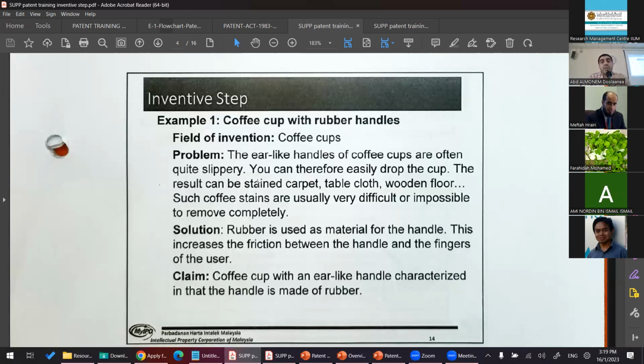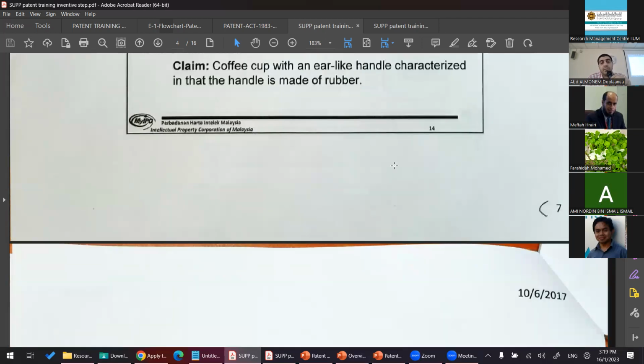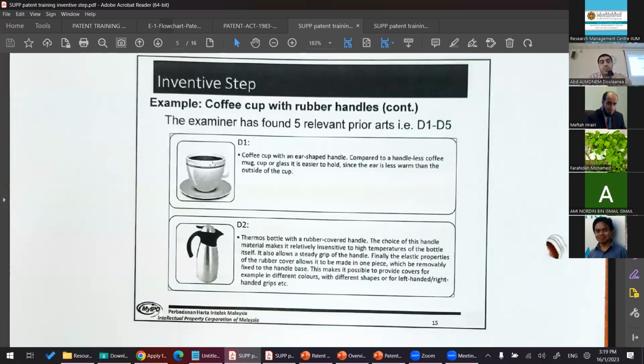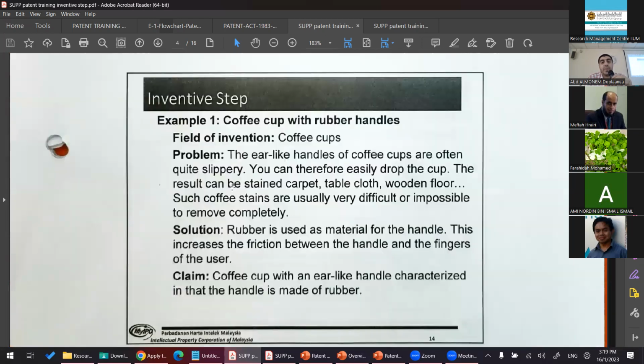For example, coffee cup with a rubber handle. This is the one that you want to patent, your invention. This is the problem that you want to solve: the air-like handle of coffee cups are often quite slippery. You can therefore easily drop the cup. The result can be stained carpet, table, whatever.